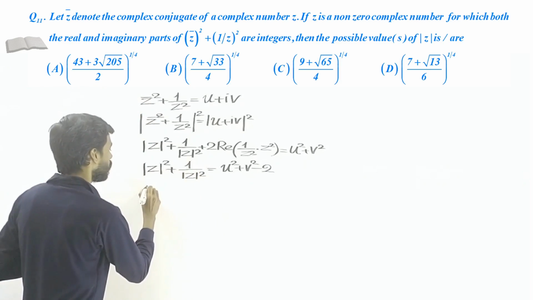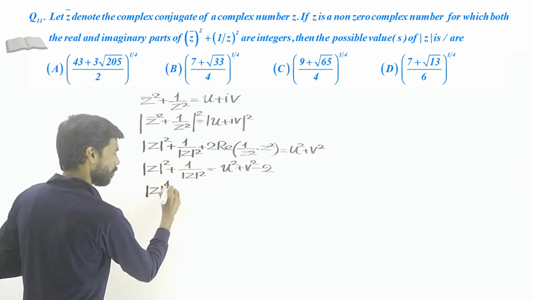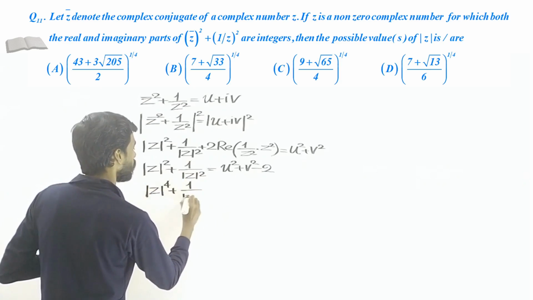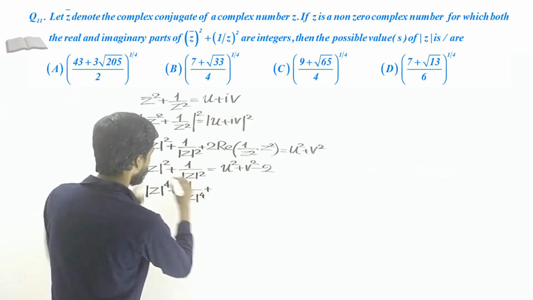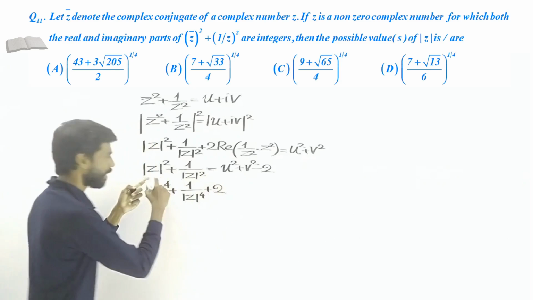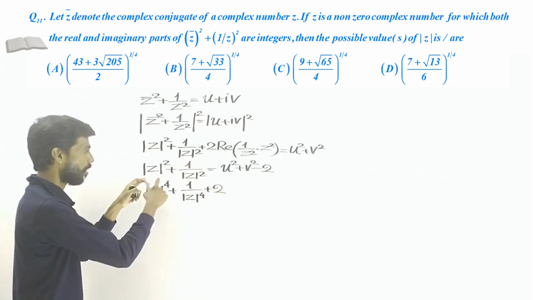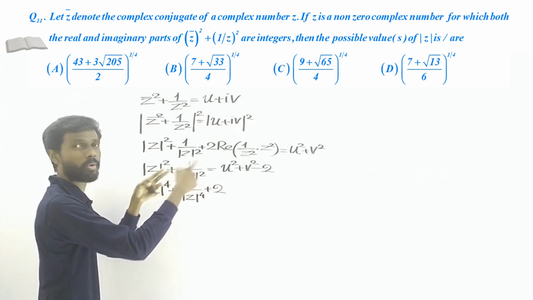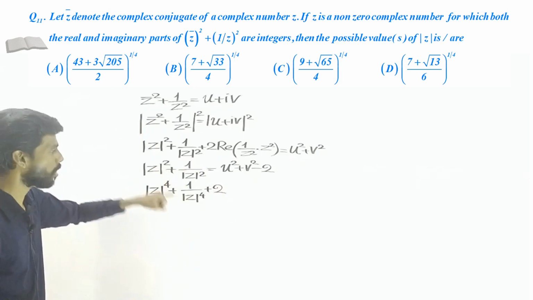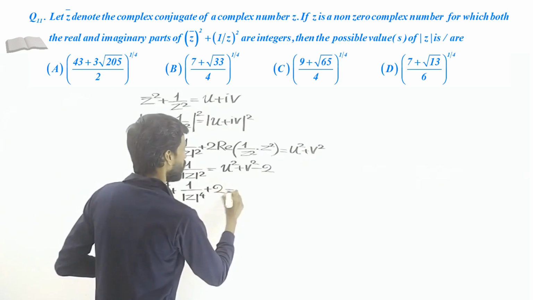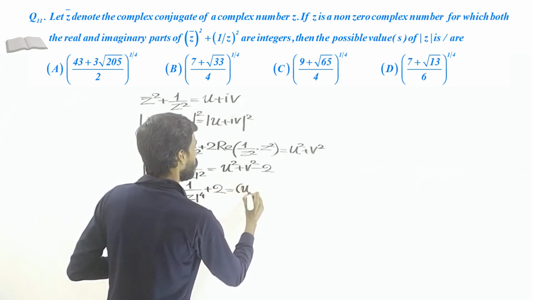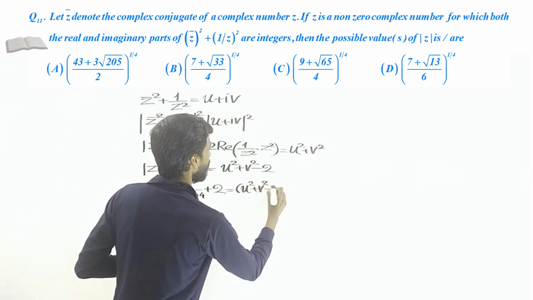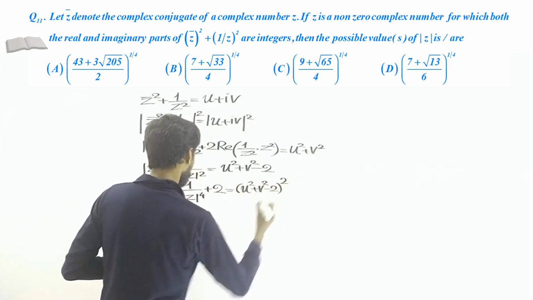So what is the square of this? Modulus of z to the power 4 plus 1 by modulus of z to the power 4 plus 2 times ab, so that is 2. So this is like a plus b the whole square, not complex numbers, all these are real numbers. We are just using the a plus b the whole square formula, not the formula of this type. So plus 2 equal to this square, okay, so that is u square plus v square minus 2 the whole square, okay.